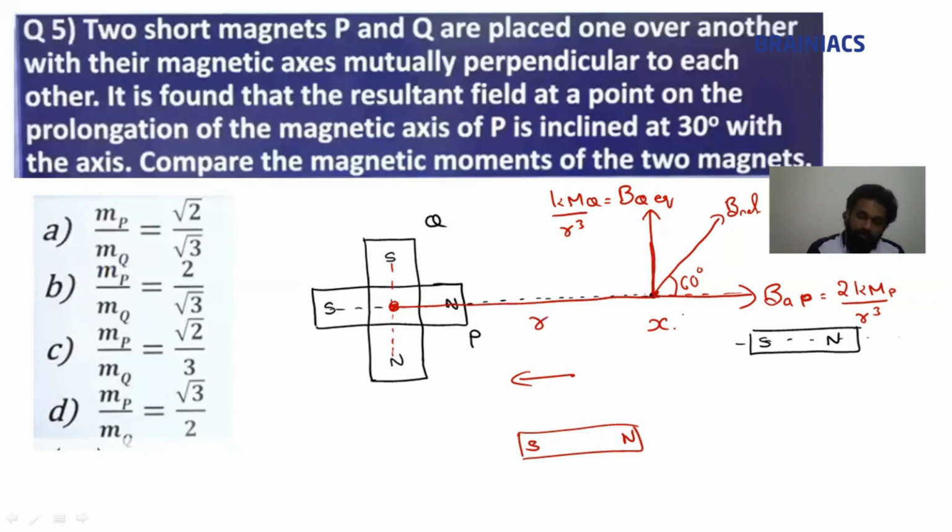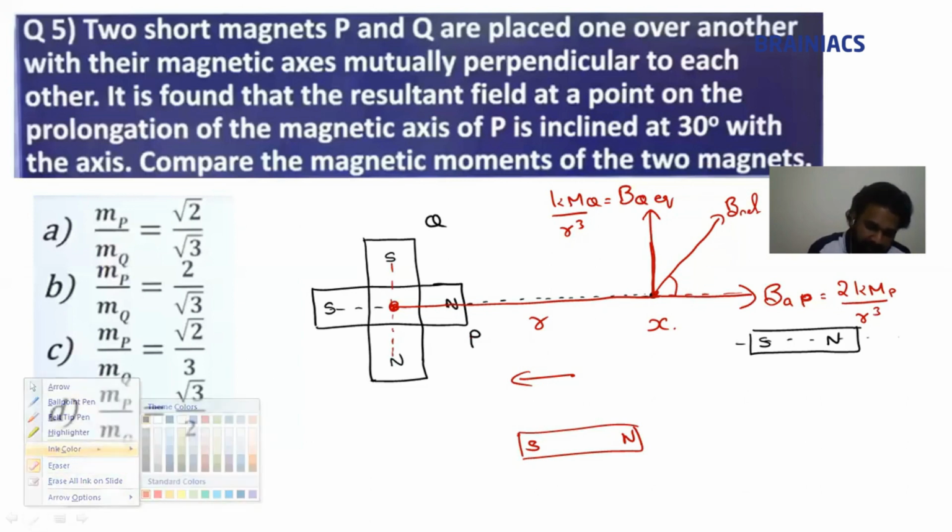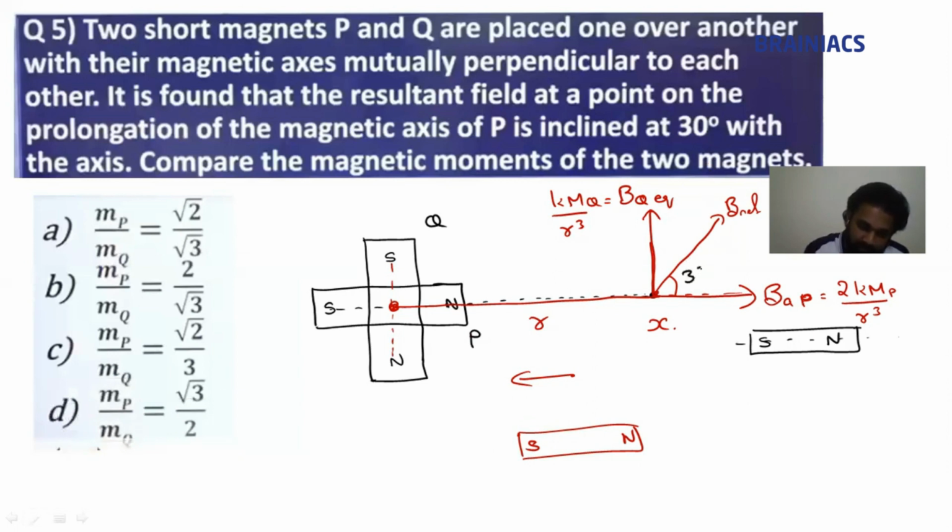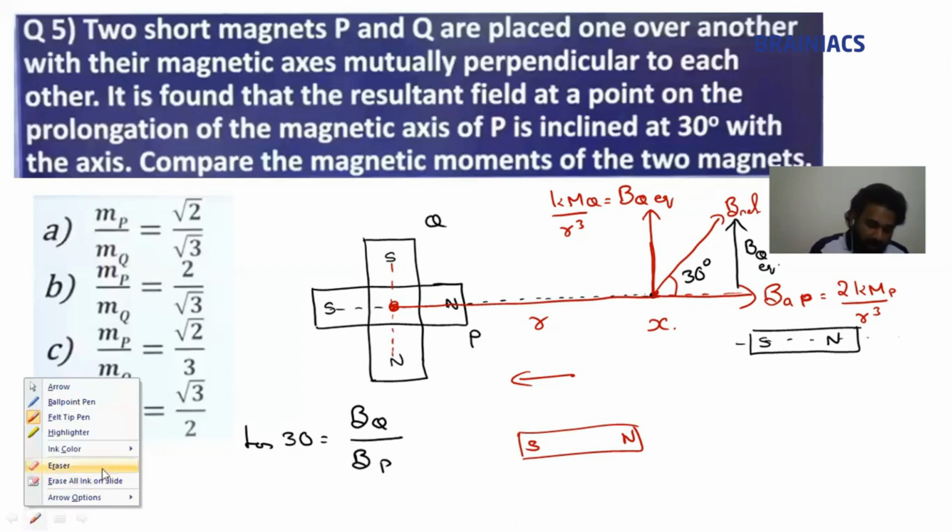Now, this angle is not 60. I have written 60 here. This is 30 degrees, what is given in the question. 30 degrees. Now if we take the direction, this is BQ equatorial. We can say tan 30 is equal to the magnetic field due to Q divided by the magnetic field due to P.